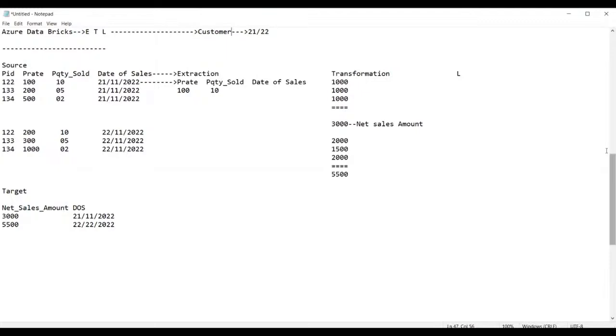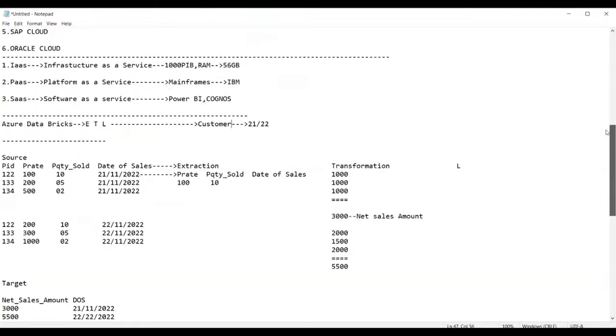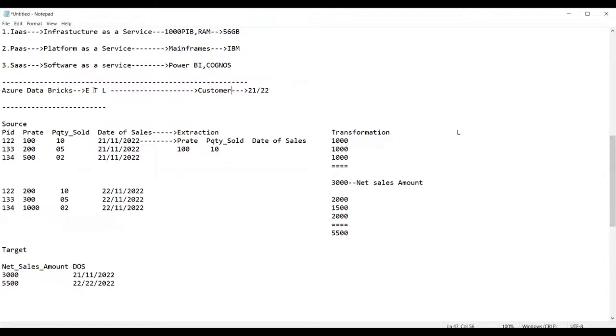This process is called the process of what? Extraction, transformation, and loading. And this is done by using Azure Databricks here. It is done using the service called Azure Databricks, where extraction, transformation, and loading of data is done by Azure Databricks. Clear, all of you now?